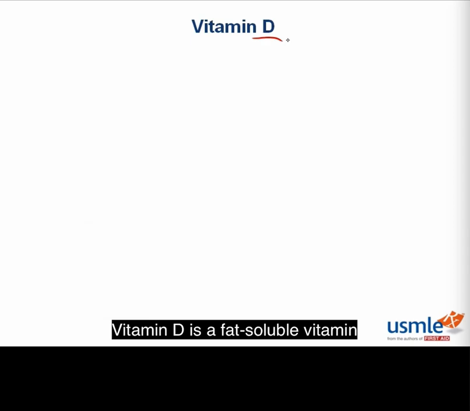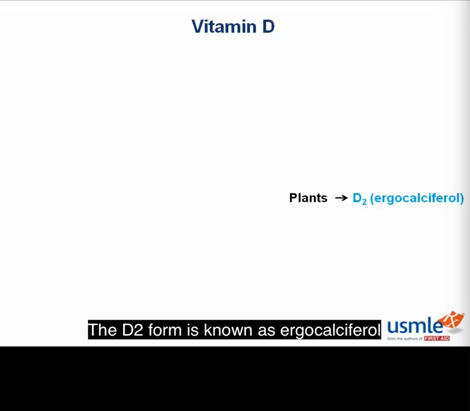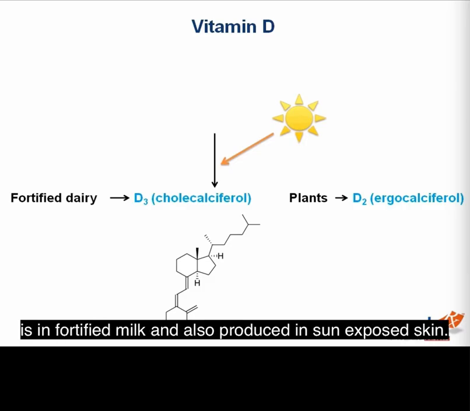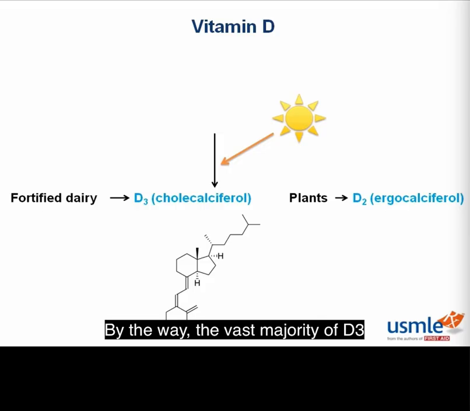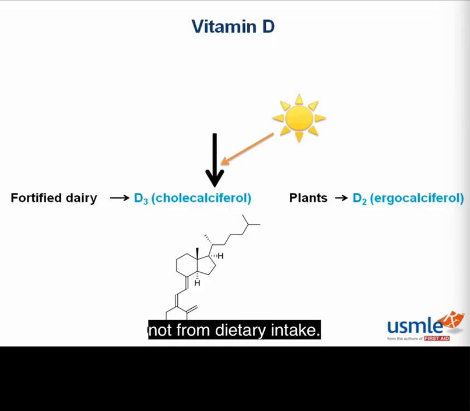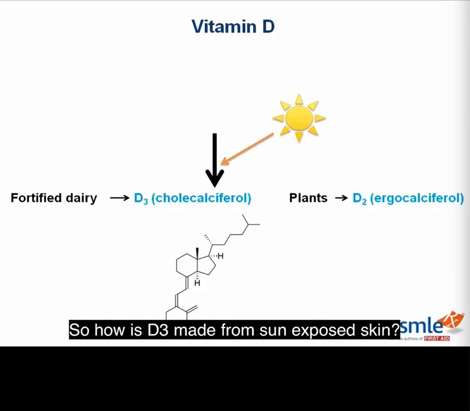Vitamin D is a fat-soluble vitamin that comes in several different forms from several different sources. The D2 form is known as ergocalciferol, and you get it by eating plants and mushrooms, whereas the D3 form, cholecalciferol, is in fortified milk and also produced in sun-exposed skin. By the way, the vast majority of D3 that the average person gets is from sun-exposed skin, not from dietary intake. So how is D3 made from sun-exposed skin?